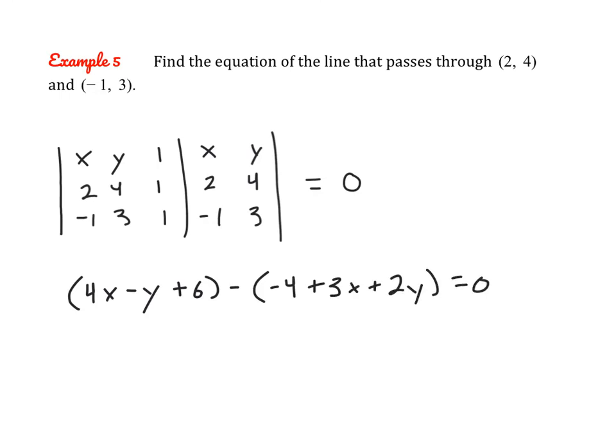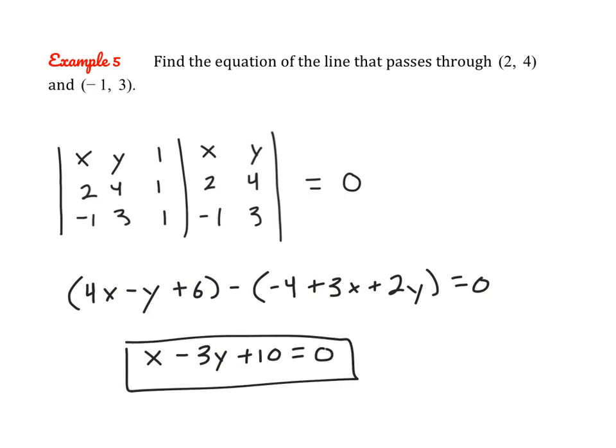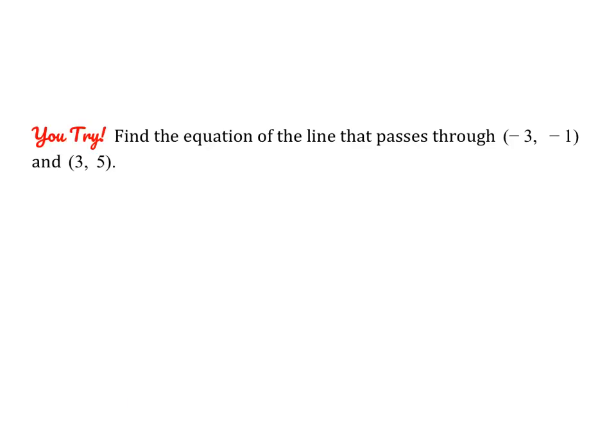And now we just need to combine like terms, essentially. So here we have 4x minus 3x, so we get x. And here we have negative y minus 2y, so minus 3y. And then we have 6 minus negative 4, so positive 10 equals 0. And this is our linear equation. From here, you can put it in whatever form you want, but we have x, we have y, and we have our constant, so we are good to go. All right, go ahead and pause the video and give this problem a try.